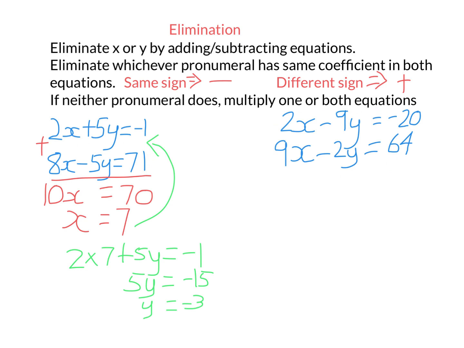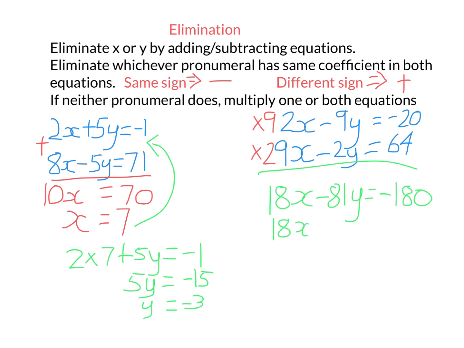All right, let's look at this equation here. In our simultaneous equations, neither the x nor the y has the same coefficient in both equations. So what we need to do is multiply one or both equations so they do have the same coefficient. If I multiply this equation here by 9 and this second equation by 2, the x's will then have the same coefficient, because 9 times 2 and 2 times 9 is 18. If I multiply this top equation by 9, I need to multiply everything by 9. So I need to multiply 2x by 9, negative 9y by 9, and negative 20 by 9. Similarly, for the bottom one, I need to multiply 9x by 2, negative 2y by 2, and 64 by 2.